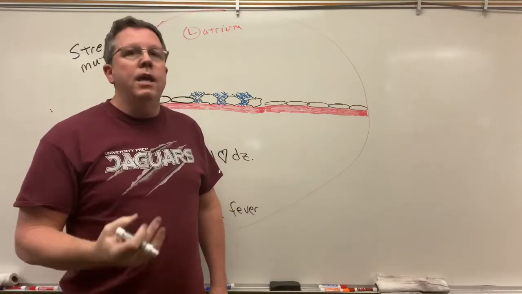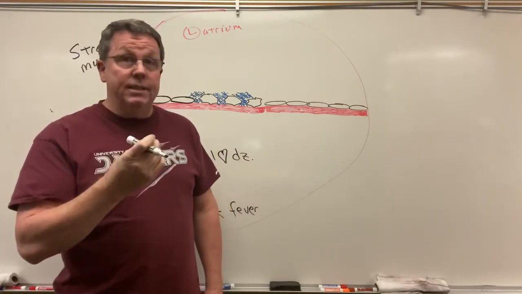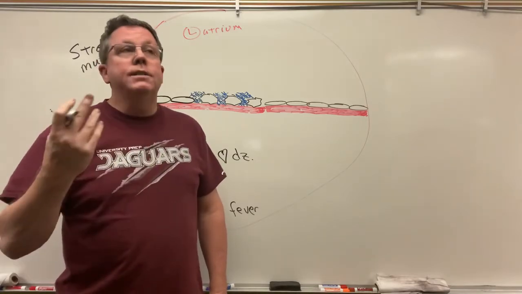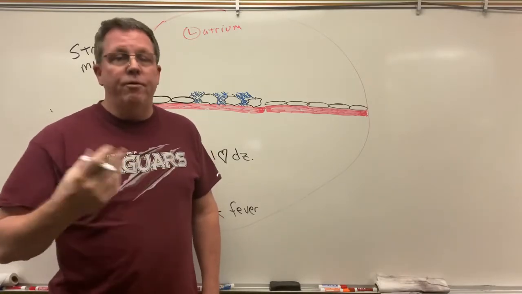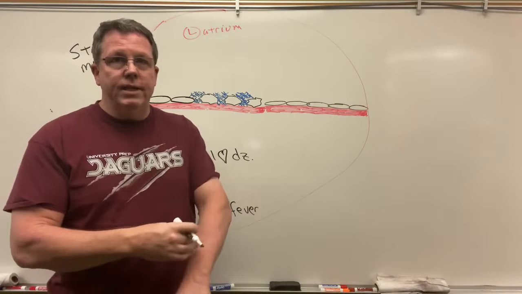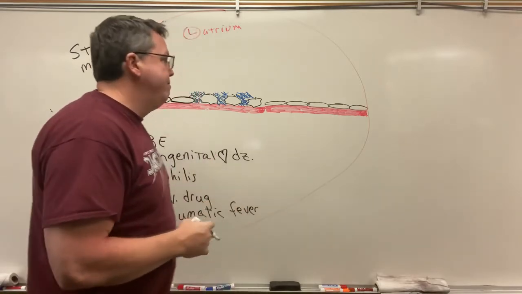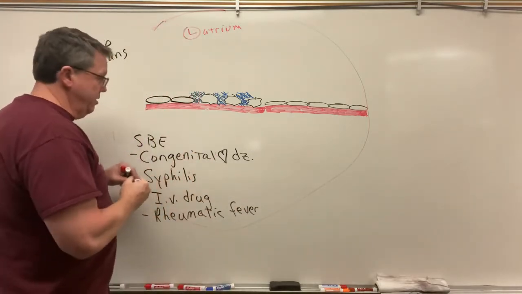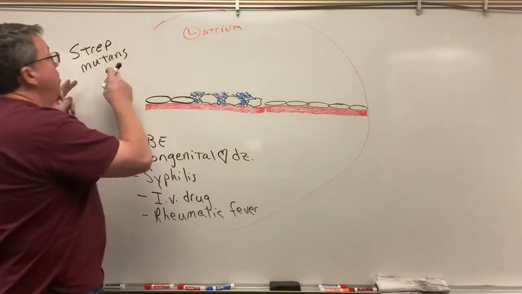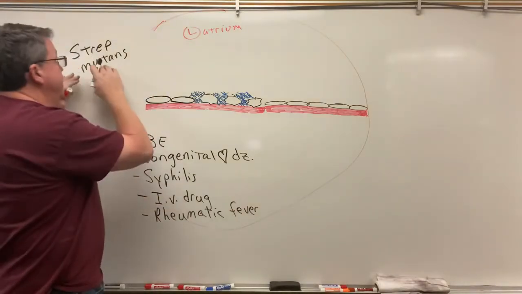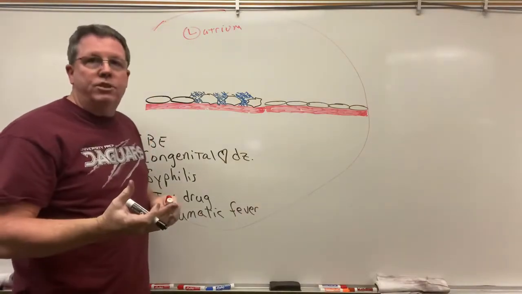Or let's say you were brushing your teeth and you cut the inside of your gum. Okay? Or let's say you went and got a piercing. This can also happen from piercings, when you get your skin pierced. So what can happen is now the bacteria, the strep mutans, gets into the bloodstream.